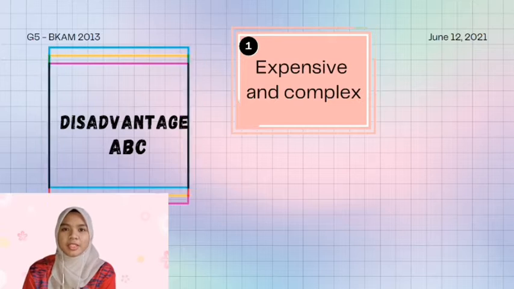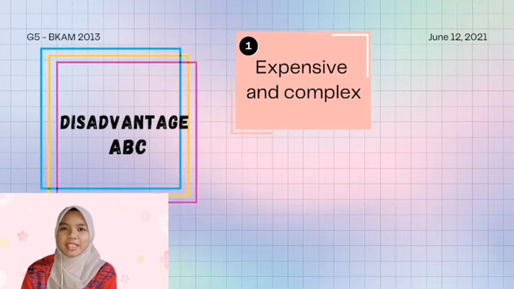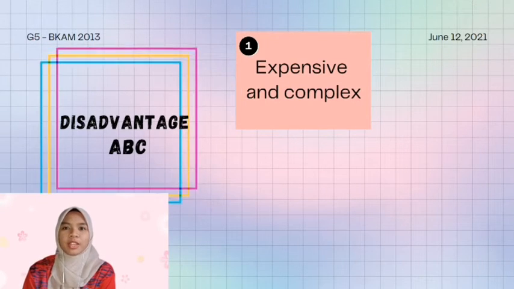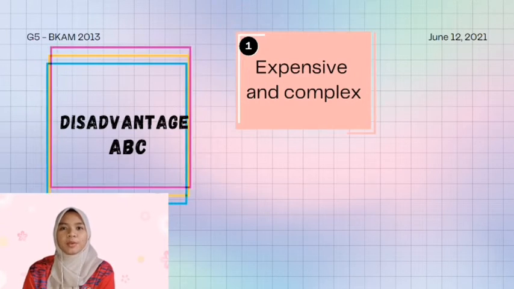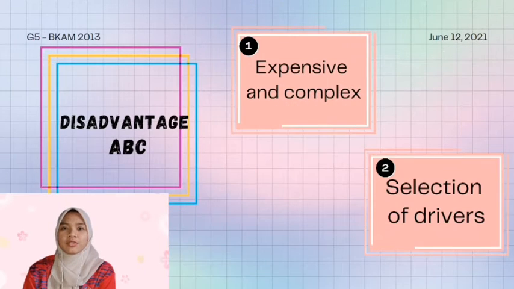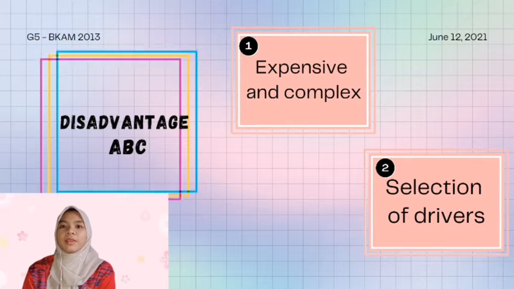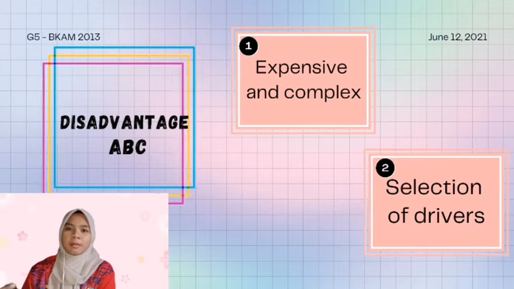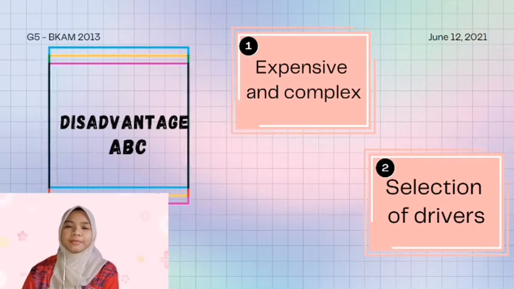Now, we will see about disadvantage of ABC. The first point is expensive and complex. ABC has numerous cost pools and multiple cost drivers and therefore can be more complex than traditional product costing system. It can prove costly to manage ABC system. The second point is selection of drivers. Some difficulties emerge in the implementation of ABC system, such as selection of cost drivers, assignment of common costs, varying cost drivers rates, and so on.